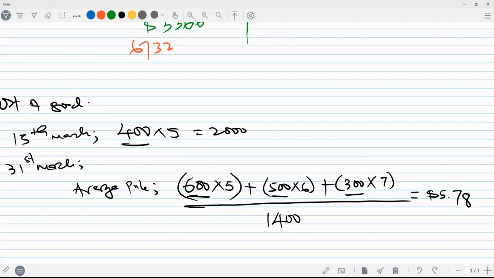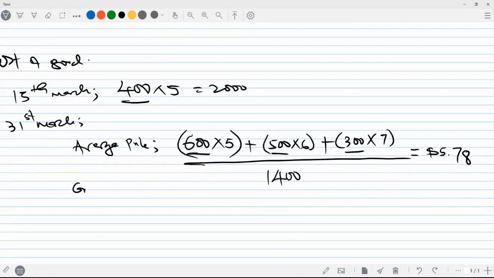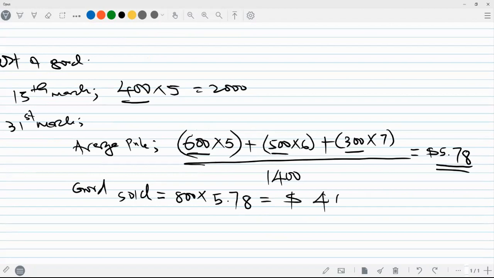Okay, then on that 1st of March, we sold 800 items. Therefore, goods sold on that 1st March, we sold 800 items, and the value per commodity is 5.78, as we've just done here. Therefore, what's the cost of the goods sold as at that first March? It is 4,628.57. Okay, so if I do the nearest, therefore, it is equal to 4,629.